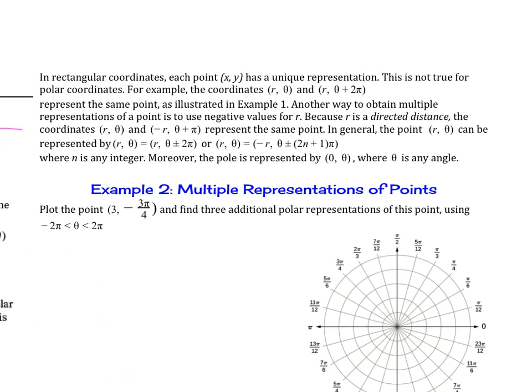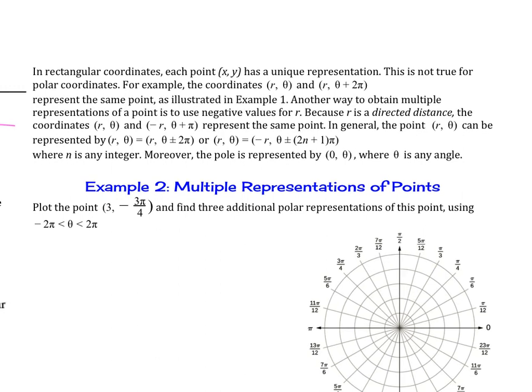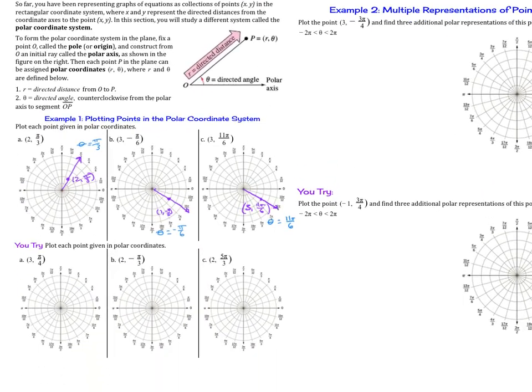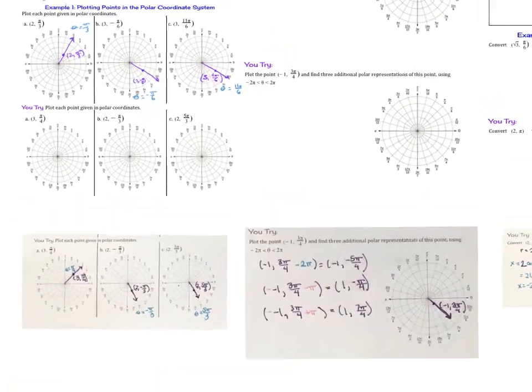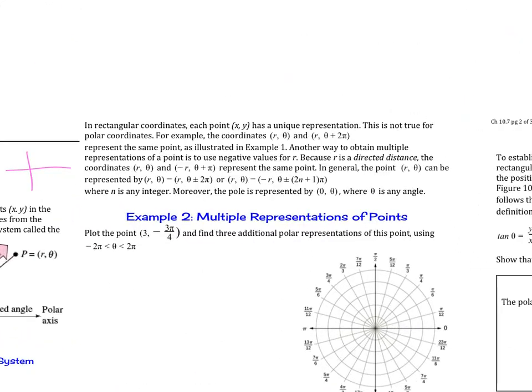So in rectangular coordinates, each point x, y has a unique representation. Now this is not true for polar coordinates. For example, the coordinates r, theta and r comma theta plus 2 pi represent the same point, as illustrated in these here, right? In our B and C here, they're the same exact point.